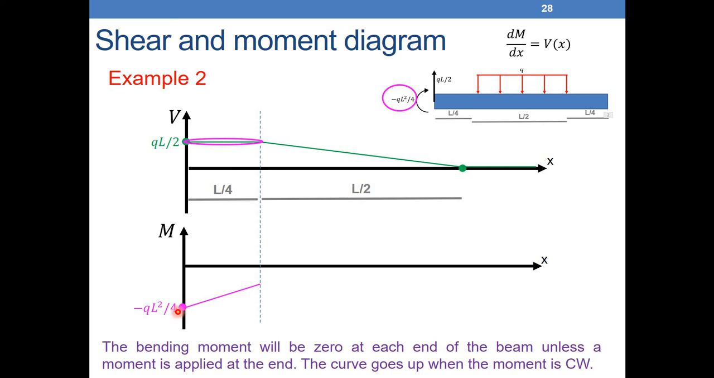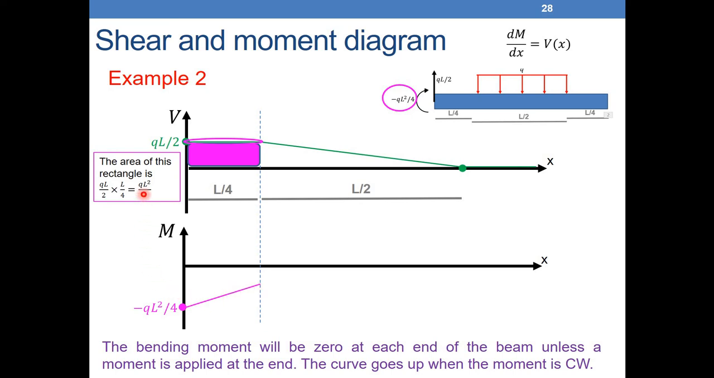We know that the change of the moment between this point and this point is equal to the area under the shear force between this point and this point, between 0 and L over 4. What is the area under the shear force here? It's the area of this rectangle here. What is the area of this rectangle? It is QL over 2 times L over 4, which is QL squared over 8. So the change will be equal to QL squared over 8.